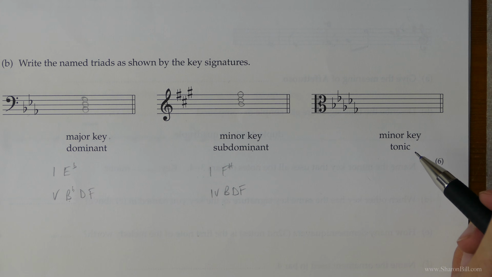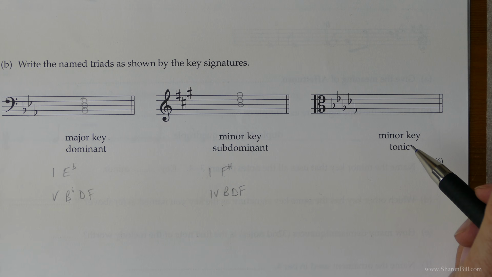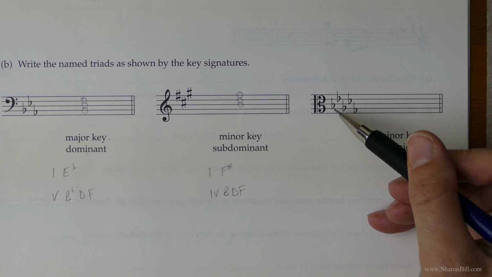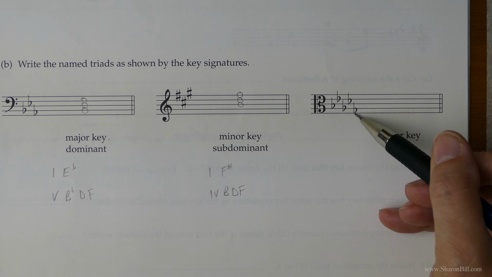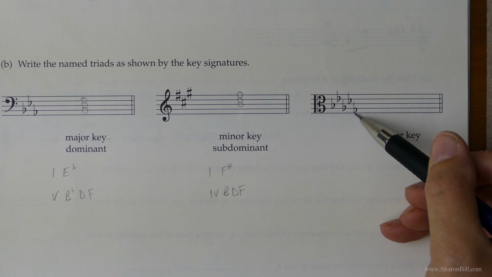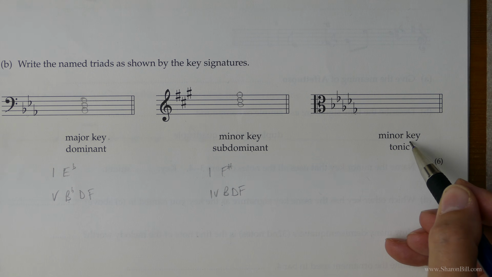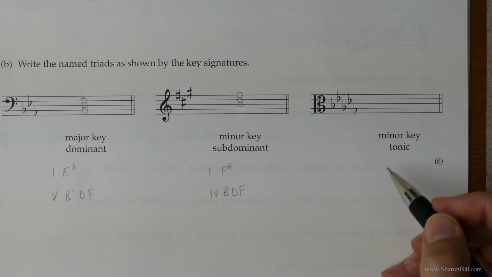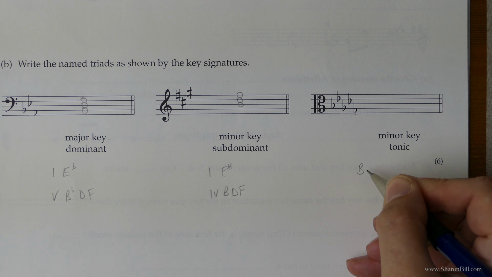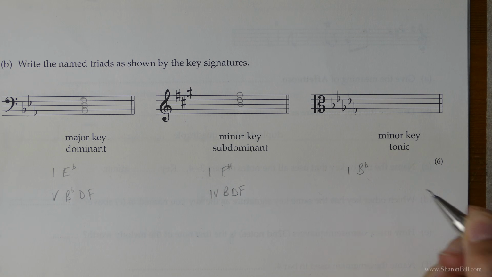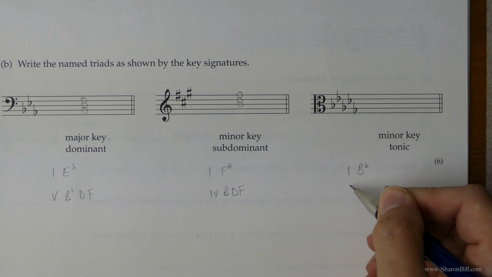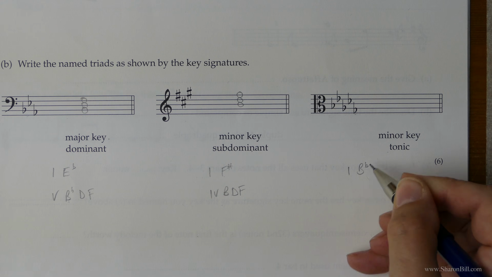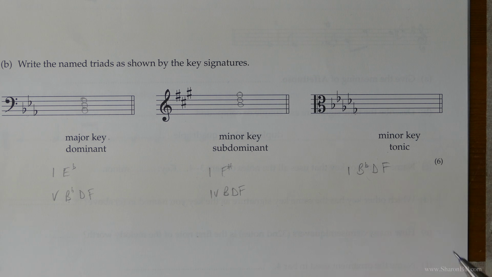Let's carry on. So now we've got a key signature of 1, 2, 3, 4, 5 flats. So it could be D flat major, however they've told us that we want the minor key, so that would be B flat minor. So B flat minor is our tonic, chord 1, and that's what we're after, so build the triad from that. B flat, D, F.